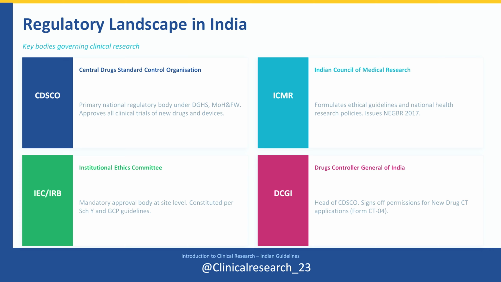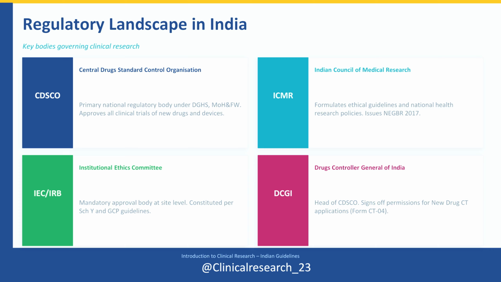This step is crucial because it ensures that any new drug being tested in India meets the necessary regulatory standards before moving forward. Next, we have the Institutional Ethics Committee, or IEC, also known as IRB in some contexts. This committee is responsible for formulating ethical guidelines and shaping national health research policies. They also issue the NEGBR 2017 guidelines, which focus on good clinical practices and ethical standards for research.